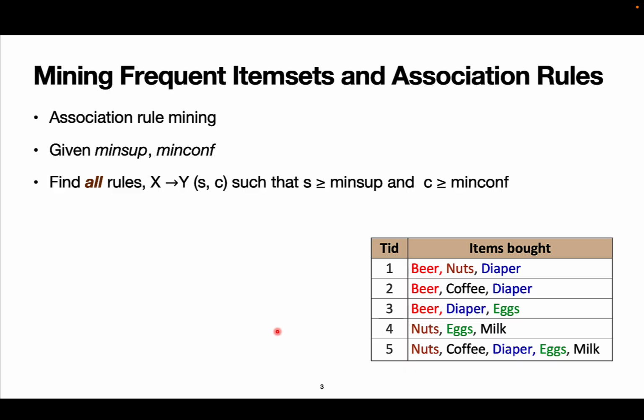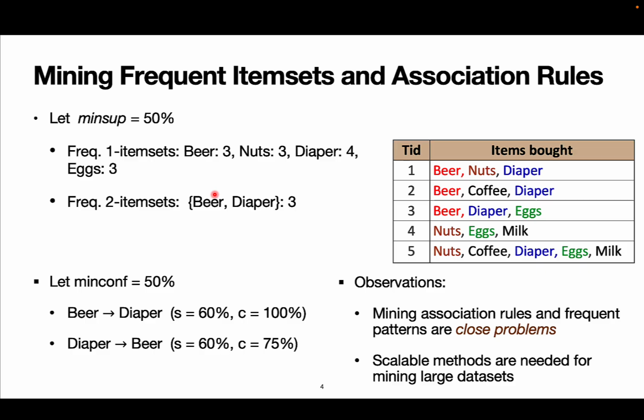For example, a rule of the form X may lead to Y means that if X occurs in a transaction, Y is likely to occur as well. The strength of an association rule is measured using the support and confidence. Here's an example. Suppose the minimum support is set up as 50%.